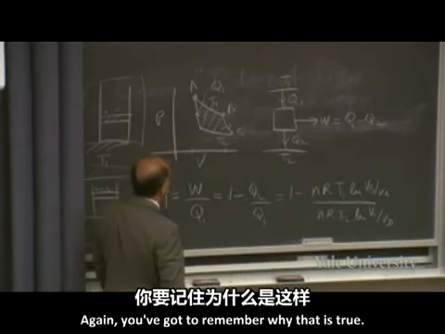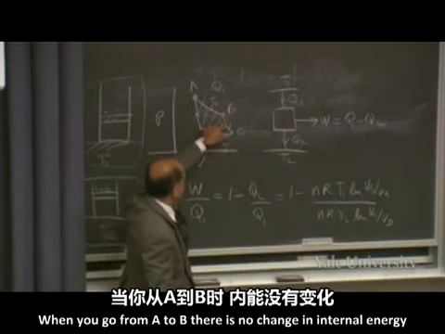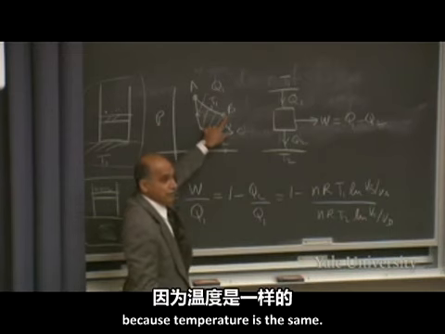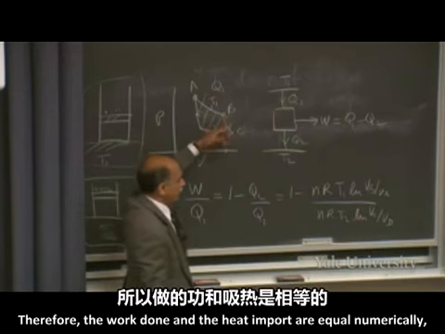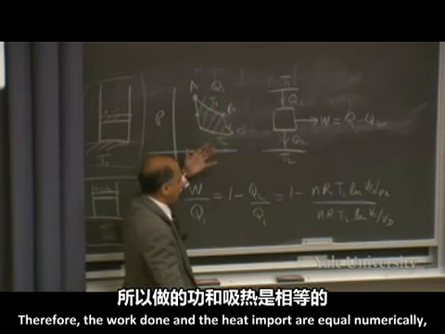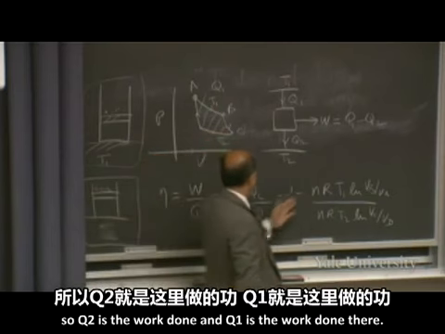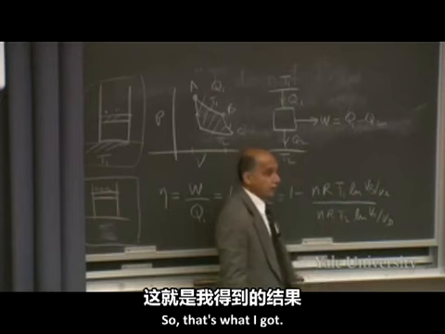Again, you got to remember why that is true. When you go from A to B, there is no change in internal energy because temperature is the same. Therefore, the work done and the heat input are equal numerically. So Q2 is the work done and Q1 is the work done there. So that's what I got.